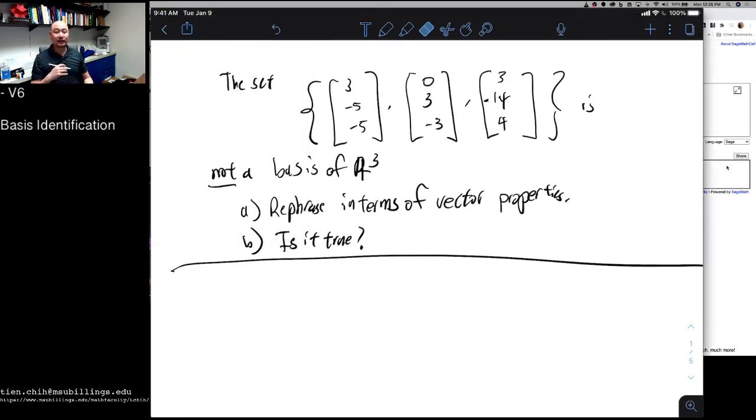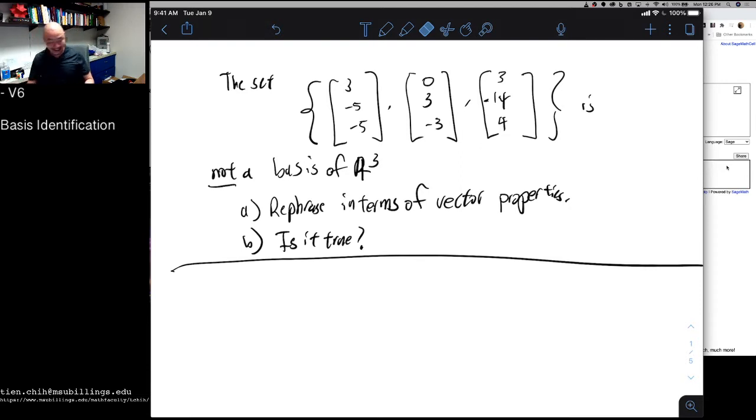Alright, so in this video, we're again addressing a collection of vectors and seeing if they form a basis for a space. In this case, we have three vectors in R3, and the claim is that they do not form a basis for R3. And so, as we've done before, our strategy is going to be to rephrase this in terms of vector properties, and then to use the matrix form of these vectors and its reduced row echelon form to see whether or not these properties hold or don't hold.